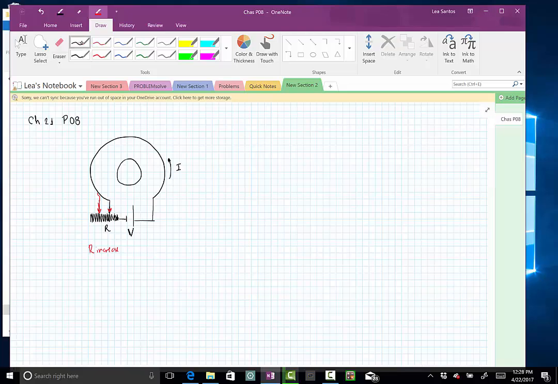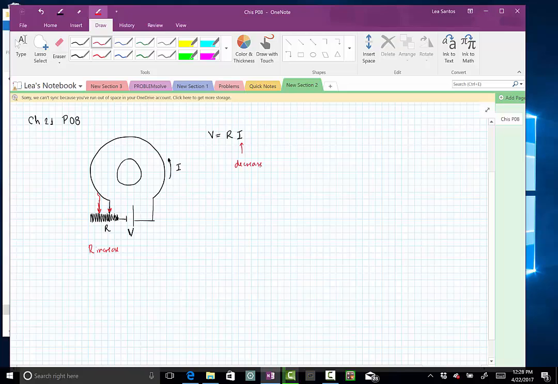We are not doing anything to the battery, right? So the battery is constant, the voltage is constant. We know that V is Ri. Since the resistance R is increasing, we know that the current will be decreasing.